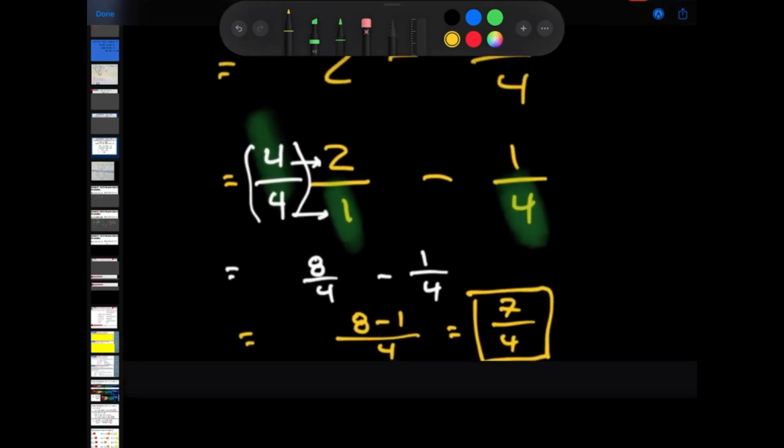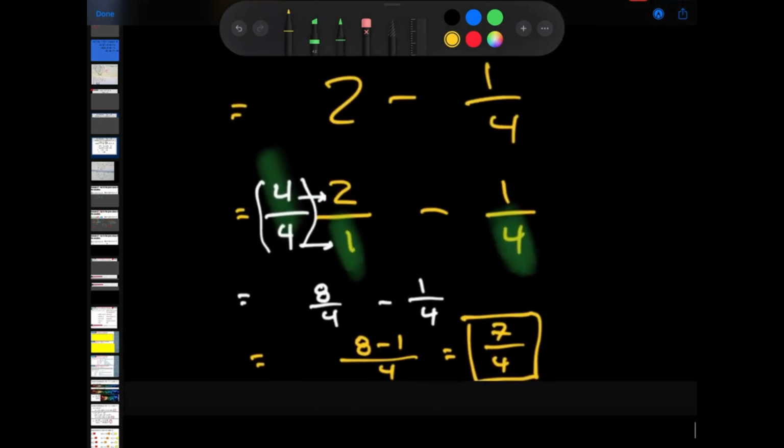Someone asked, can we simplify? Are you thinking of a decimal, or are you thinking about a proper fraction? You can make it a proper fraction. Let's do that. Class, 4 goes into 7 how many times? Once. What is your remainder? 3. So your answer would be 1 3/4.